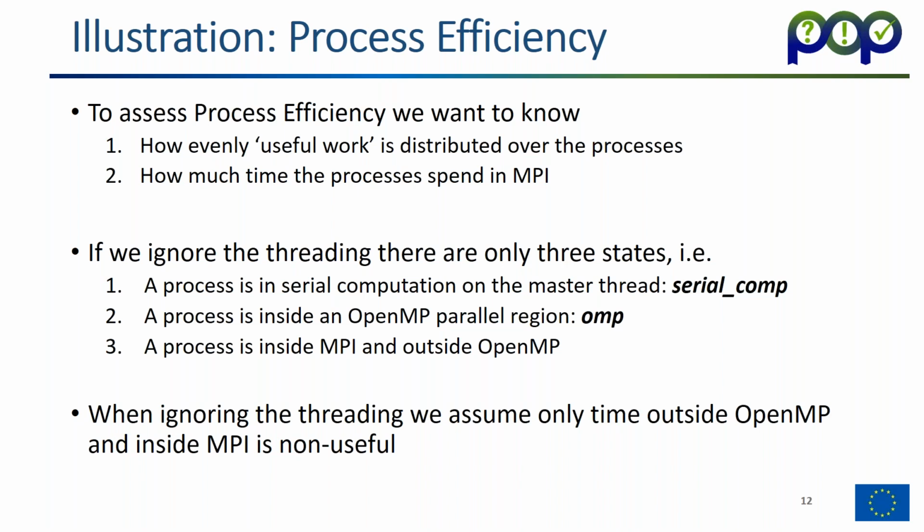And if we ignore the threading, there's only 3 states to think about. A process is either in serial computation on the master thread, so we're going to define this time as serial comp. Alternatively, a process can be inside an OpenMP parallel region, define this time as OMP. And the third state that's possible is a process could be inside MPI and outside OpenMP. So we're ignoring the threading, so we're going to assume that only the time outside OpenMP and inside MPI is not useful.